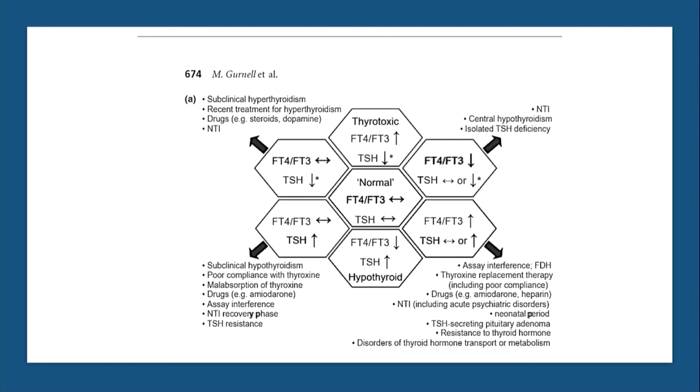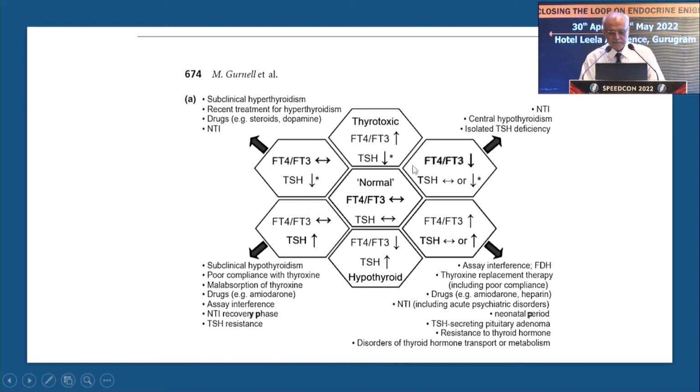Now, once you have these thyroid function tests, all of us know that in a normal person, T4 will be normal, TSH will be normal. In a thyrotoxic person, T4 and T3 will be increased, TSH will be decreased. In a hypothyroid person, T4 and T3 will be decreased and TSH will be increased. Till this time, there is no problem at all. Thyroid function interpretation is the easiest thing in the world. But now the problems start when these things happen.